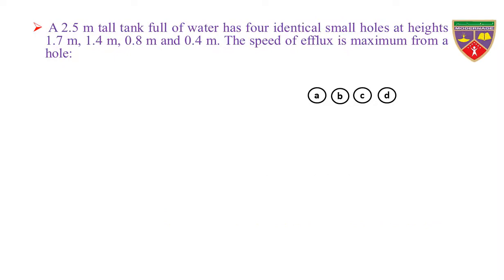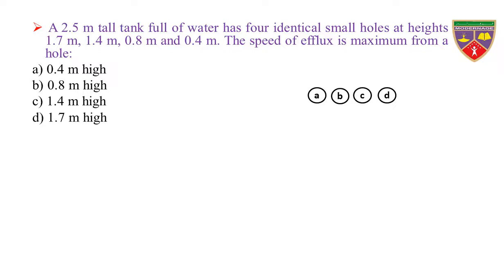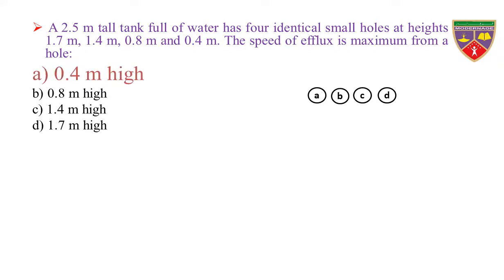A 2.5-meter tall tank full of water has four identical small holes at heights 1.7 meter, 1.4 meter, 0.8 meter, and 0.4 meter. The speed of efflux is maximum from a hole. Option A 0.4 meter high, option B 0.8 meter high, option C 1.4 meter high, option D 1.7 meter high. The key is 0.4 meter high. Therefore, the correct option is A.